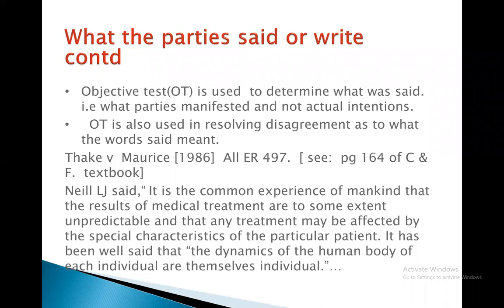So we are talking about the parties' manifested and not actual intention, the apparent agreement. What A was actually thinking he had told B is not as important as what the disinterested, official bystander would have actually understood A to have told B. That is what will matter. So that is how the objective test works.